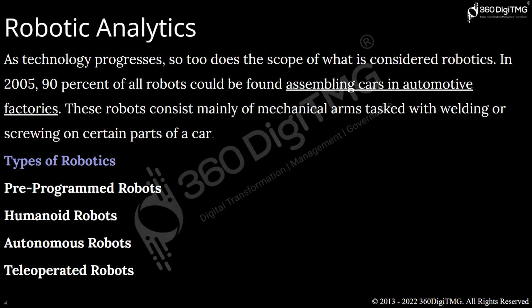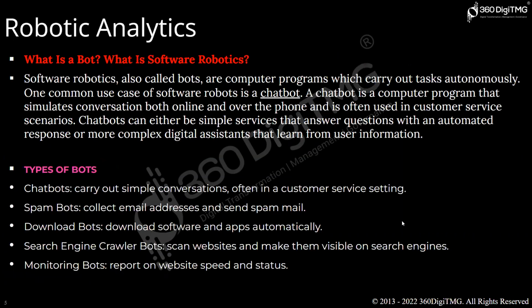And what types of robotics do we have? I have given you the introduction of what robotics means, and now we are going to see the types. We have pre-programmed robots, human-made robots, autonomous robots, and teleoperated robots. We are going to see how to implement these types of robots. As we move on, I'm going to explain the slides so it'll be easy for you.